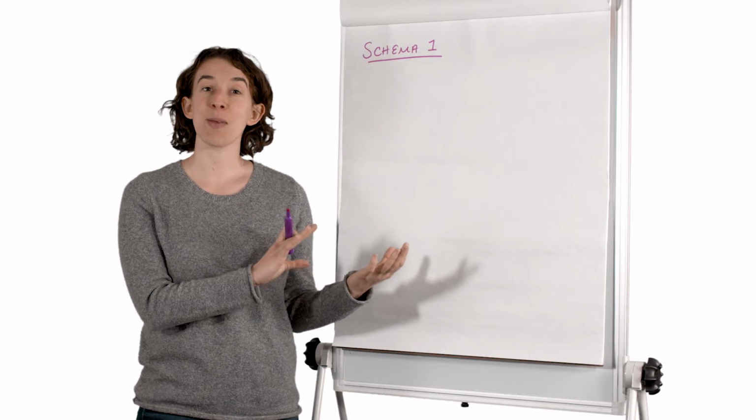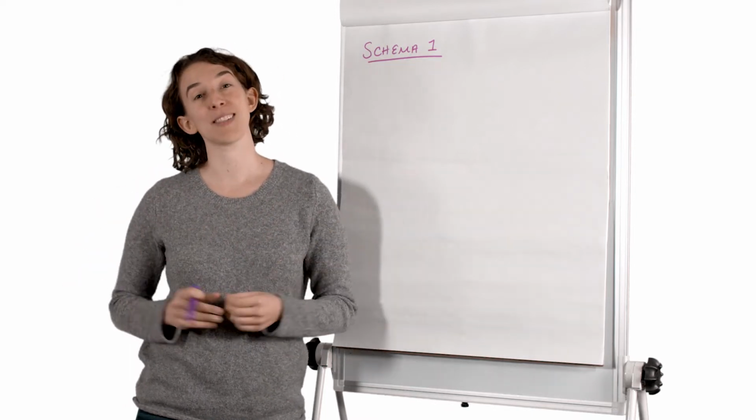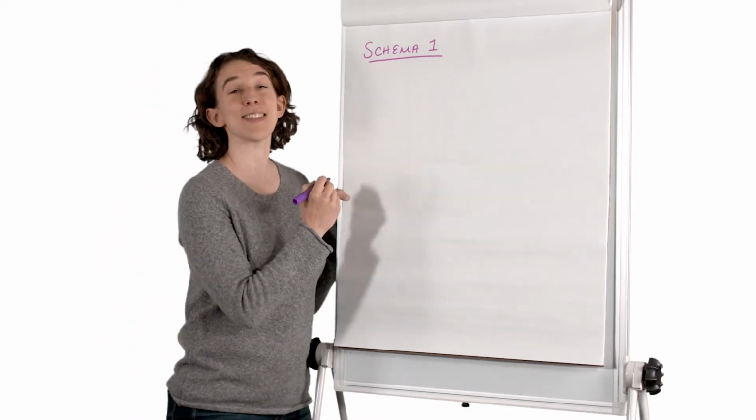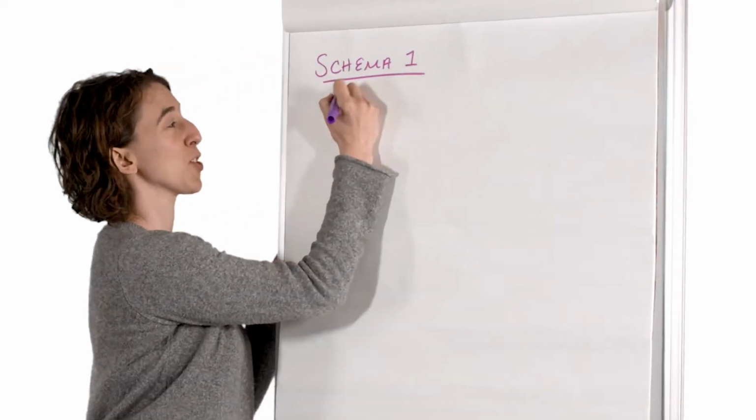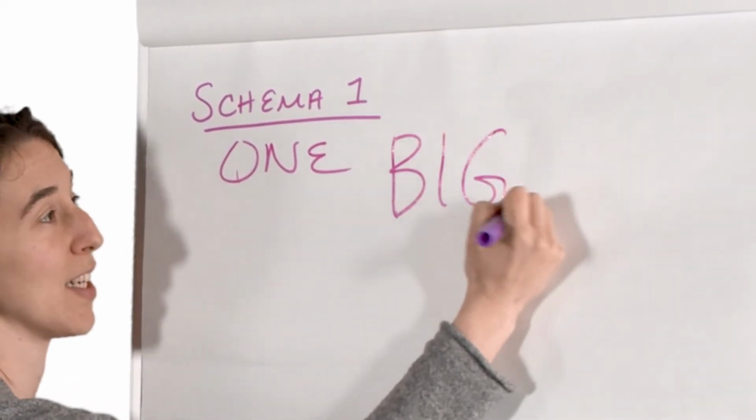After taking a look at some of the best practices for setting up, now we're going to explore the most common schema that we see in Coda Docs. And the first schema is all in the name. It's just one big table.